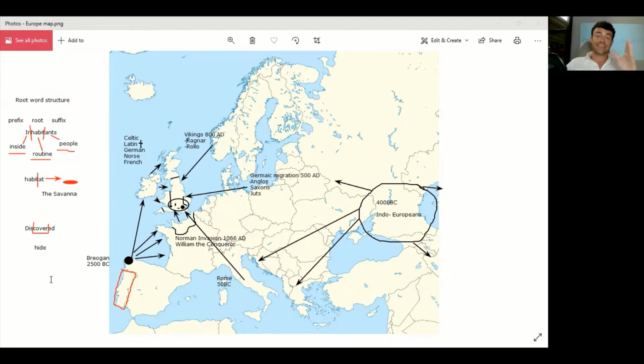Now, the prefix dis is a very commonly used prefix. It means to undo something. Now, this suffix ed is extremely commonly used, and this represents something that happened in the past.